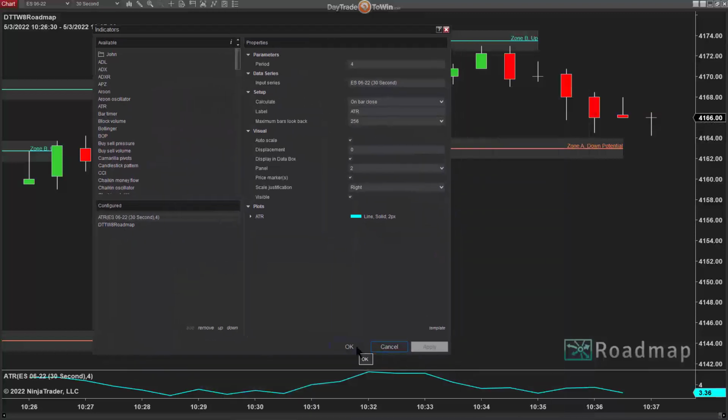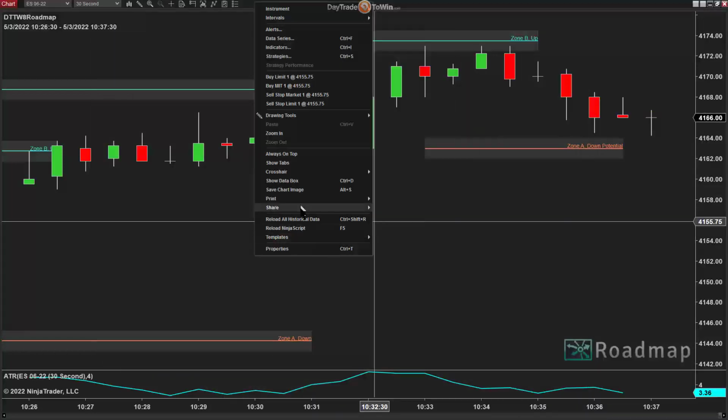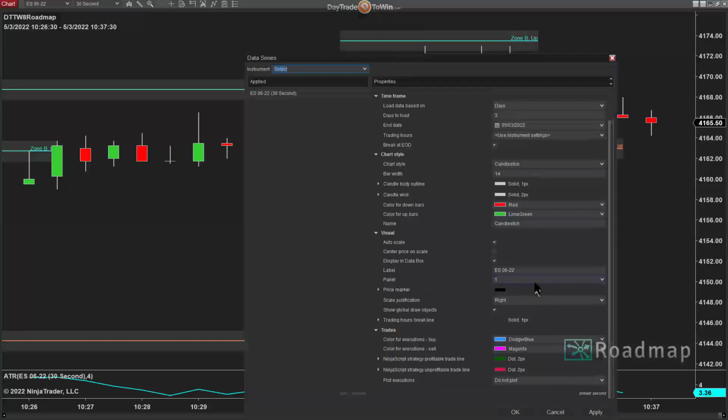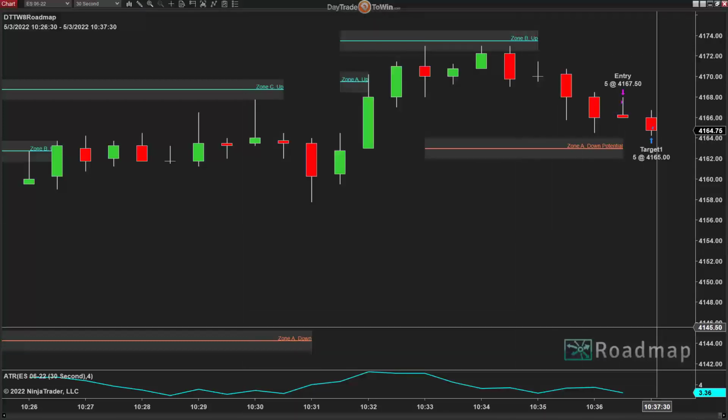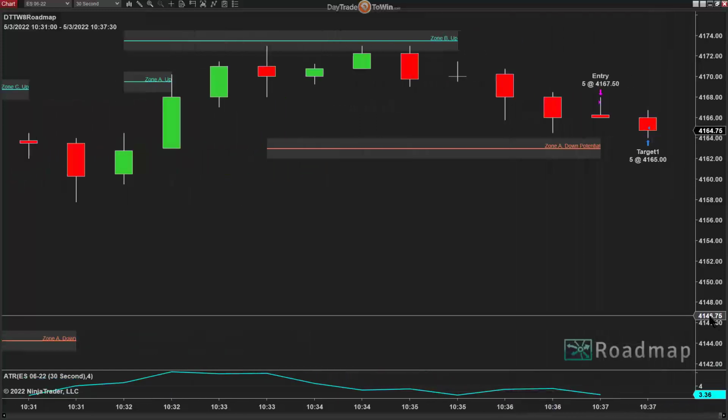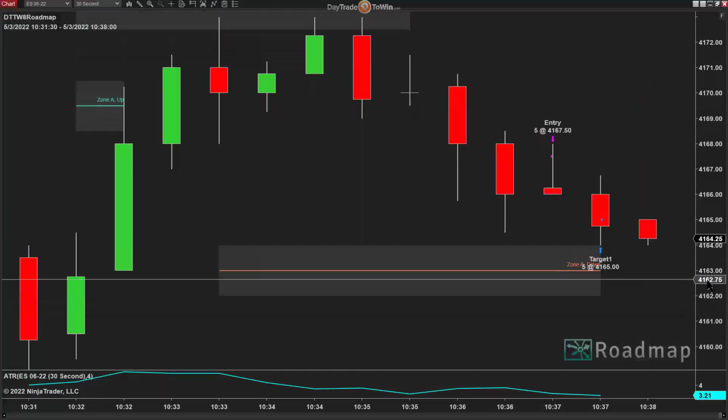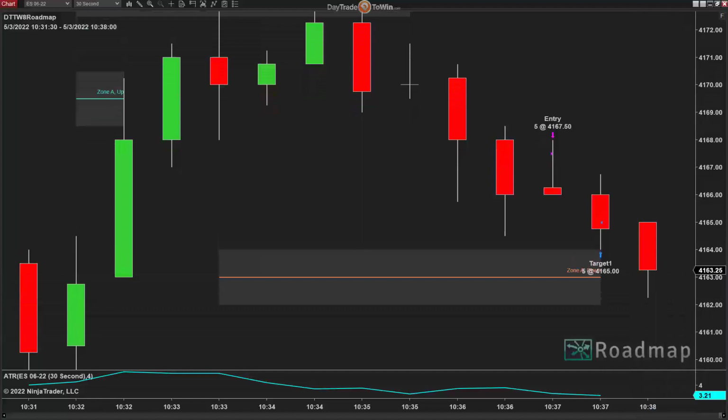So my target was on the way down to that shaded area. And let me just add here the text and marker to show you exactly where the entry was and where the target was. So it's not really overly complicated. I think that we may even have another opportunity here.